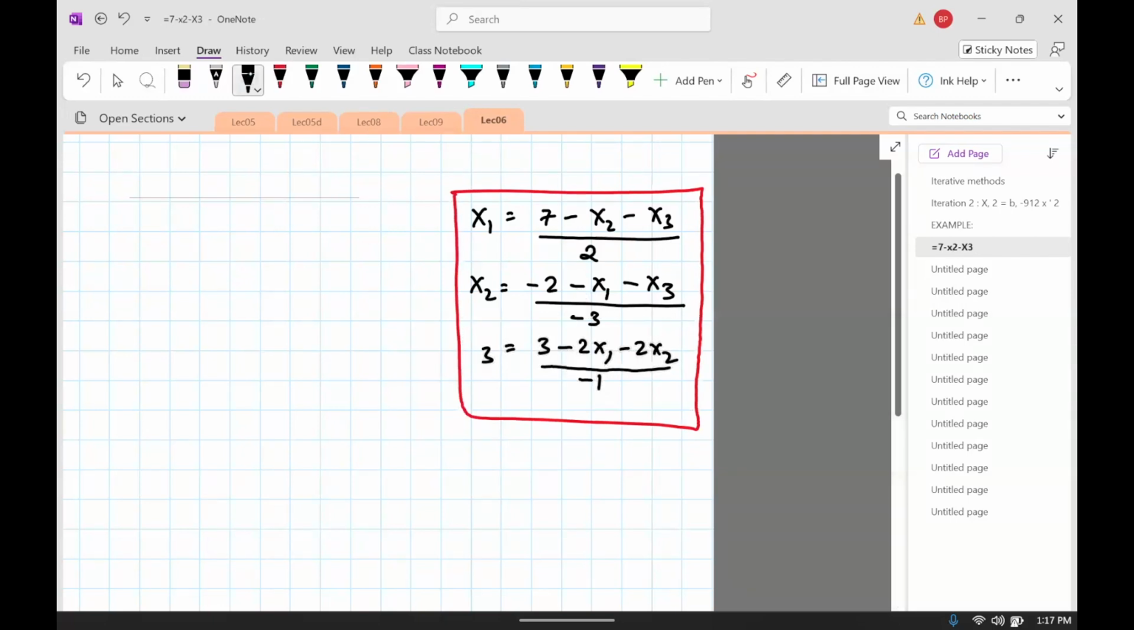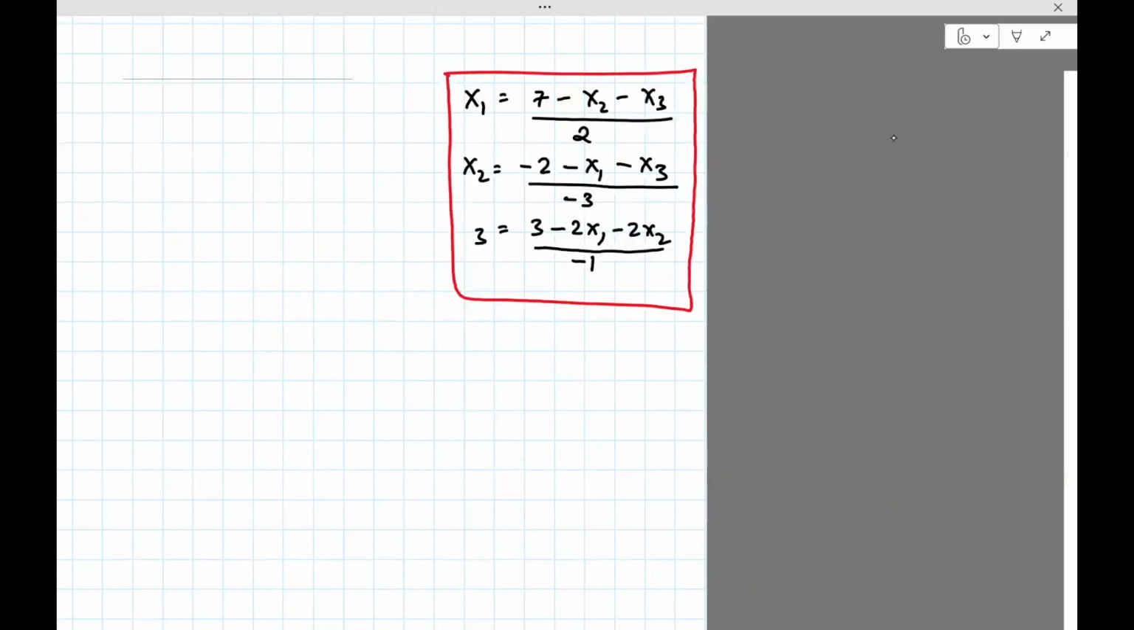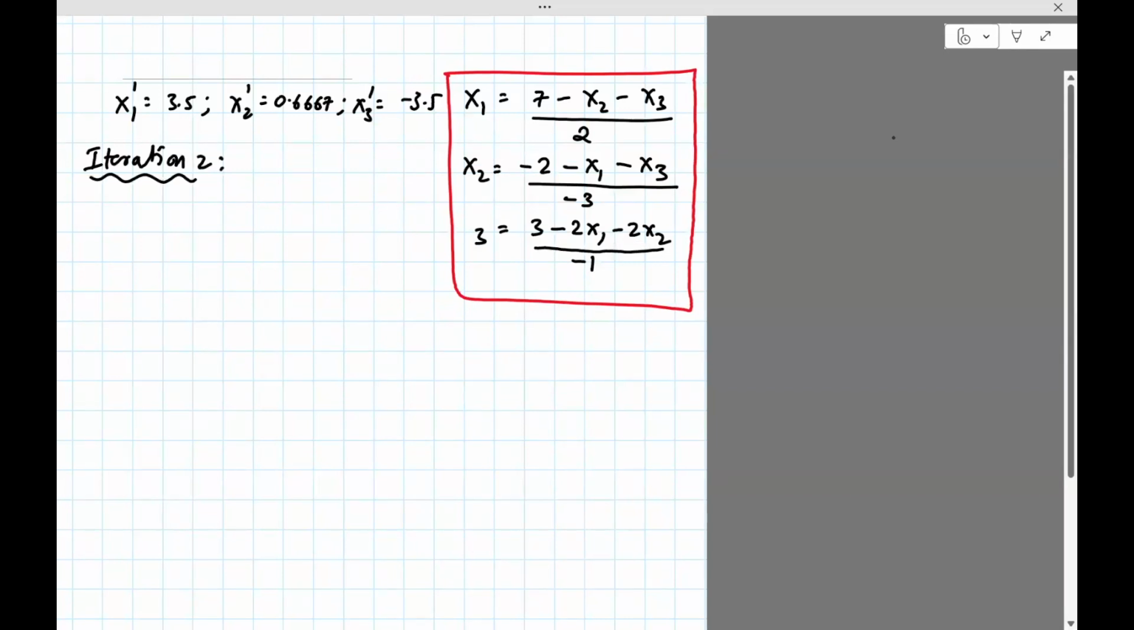Okay, and then what we achieved from iteration 1 is the following solution. x1(1) was 3.5. x2(1) was 0.6667, and x3(1) was -3.5. With this, we can start doing iteration 2. So x1 is 7 minus x2, which is right here, 0.6667, minus x3, minus 3.5, divided by 2.